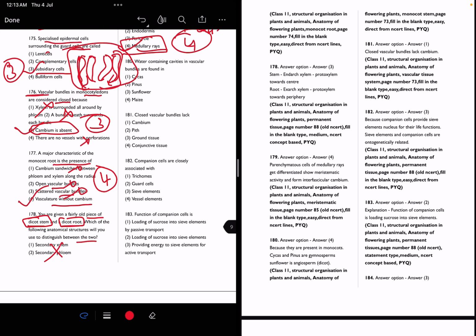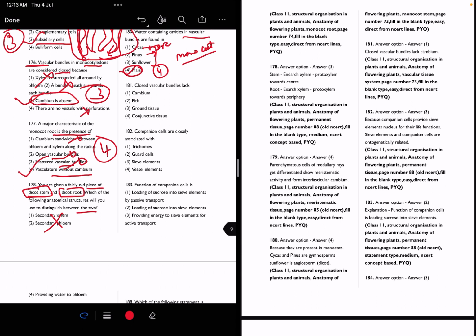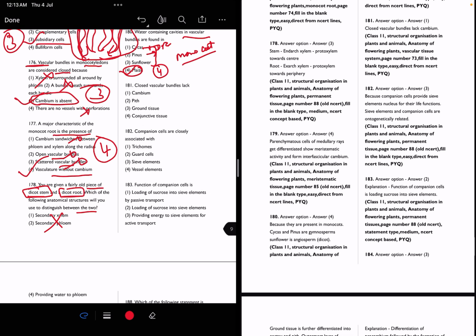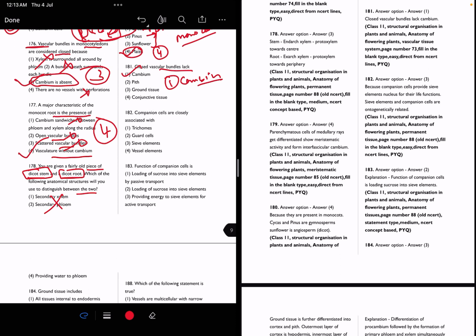Now read question 180. Water containing cavity: monocot or dicot? Water containing cavity is in monocot. Here Cycas is a gymnosperm, Pinus is a gymnosperm, sunflower is a dicot, and maize is the only monocot. So the answer is maize. So read one: closed vascular bundle lacks cambium. Cambium is absent. So cambium is the answer.